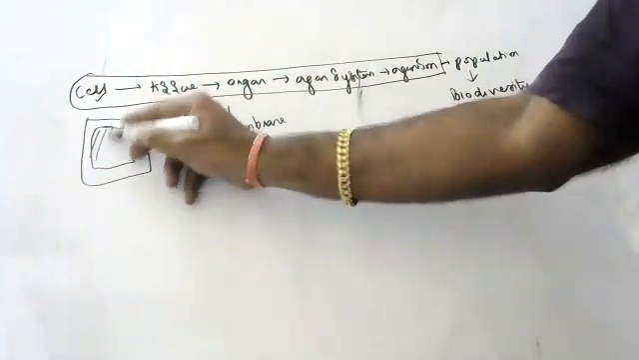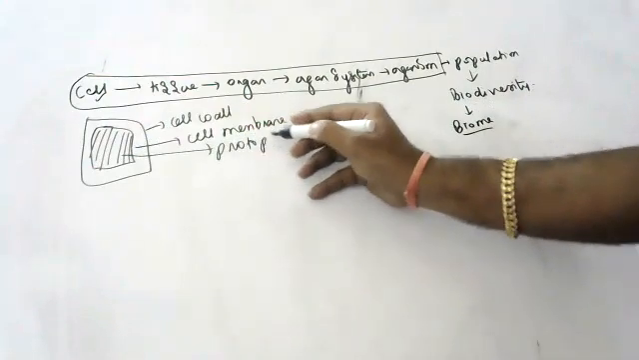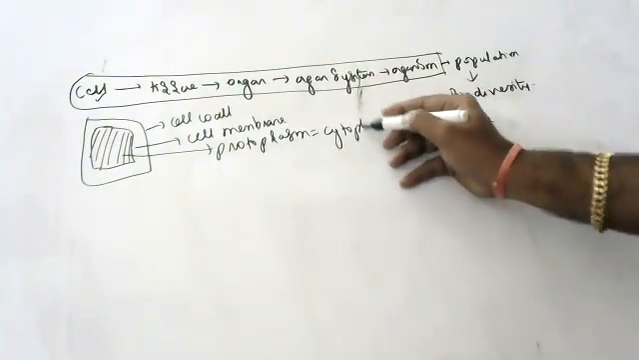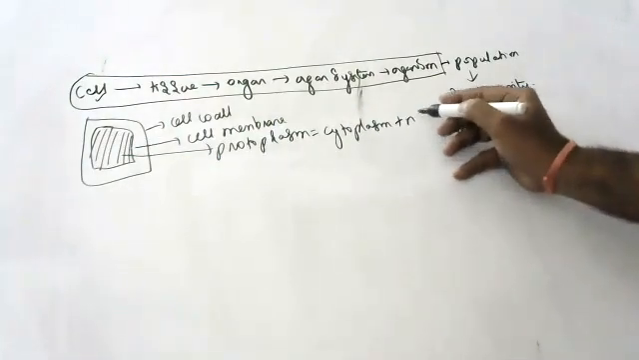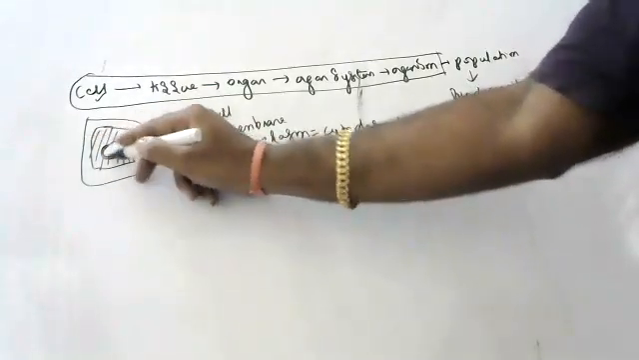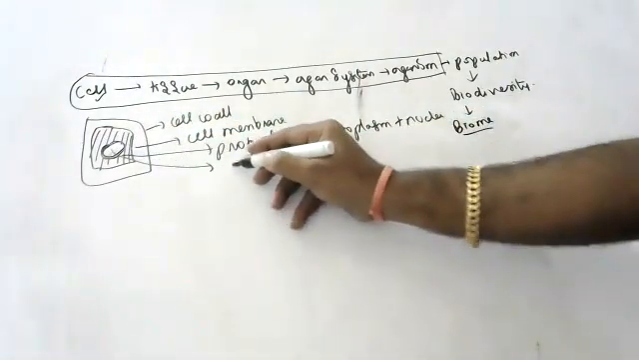Inside the cell membrane, everything is called what? Protoplasm. Protoplasm is made up of what? Cytoplasm and nucleus. The nucleus is present like this. Inside the nucleus, what is present?